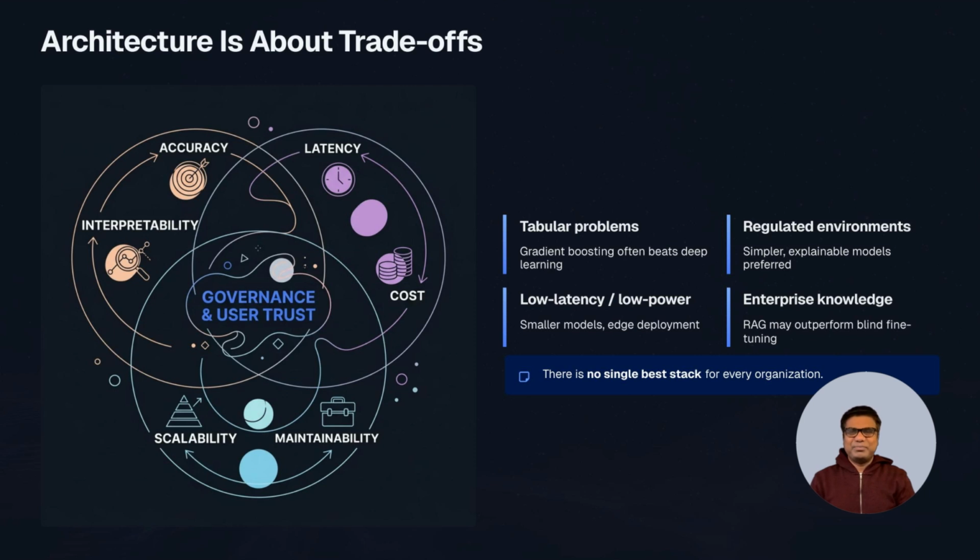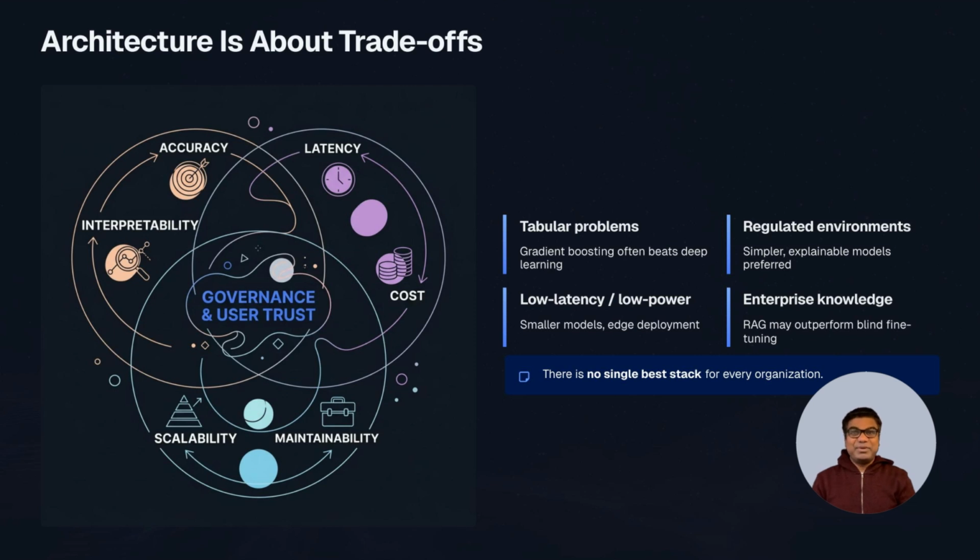For many tabular problems, gradient boosting and well-curated features remain hard to beat. For highly regulated environments, simpler and more explainable models may be preferable. For low latency or low power use cases, smaller models and edge deployment may be necessary. For enterprise knowledge tasks, a retrieval-based generative AI architecture may outperform blind fine-tuning. For highly dynamic environments, online learning or more frequent retraining may matter more than model complexity.